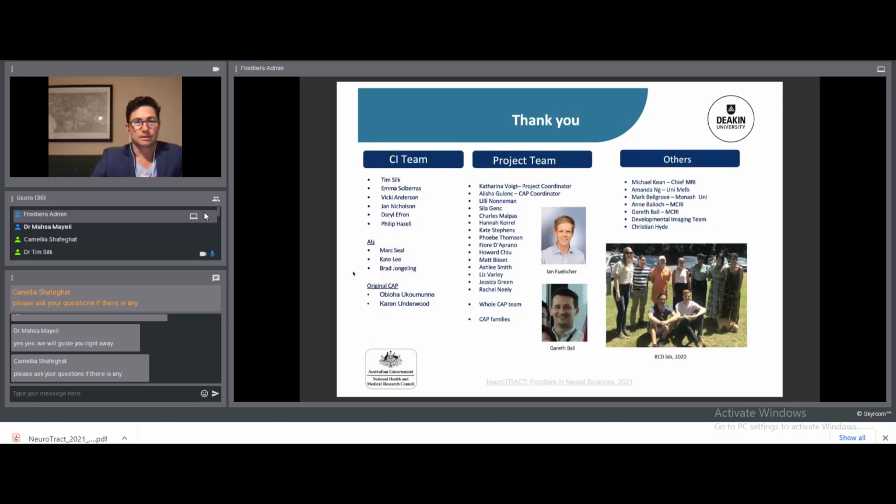I just want to acknowledge there's a huge team that has helped to collect this data as well as process it. In particular, I want to highlight Ian Filcher, who is the postdoc who conducted the pixel-based analysis, and Gareth Ball, who conducted the multimodal imaging analysis. And we've got a picture of our lab there in December this year. It was the first time we'd been face-to-face because we'd all been in lockdown since March, so it was nice to have a get-together.